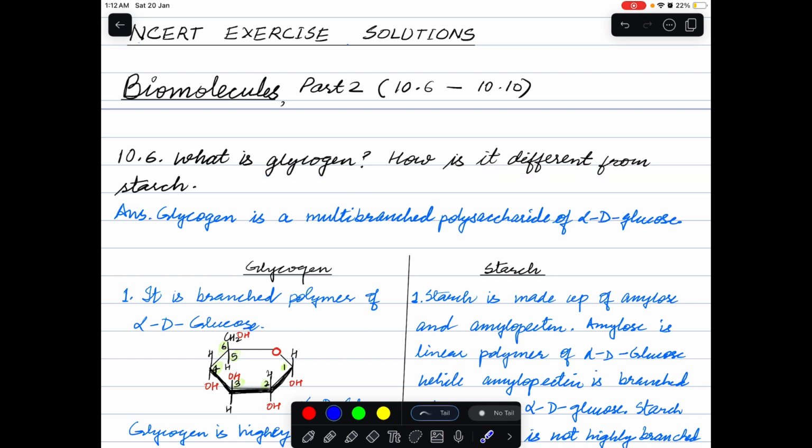So glycogen is a polysaccharide, and it is made up of a large number of alpha D glucose units. When alpha D glucose units connect together by glycosidic linkage, they form glycogen polysaccharide, and glycogen is a branched polymer. There are a large number of branches in case of glycogen. Now second part, how is it different from starch.